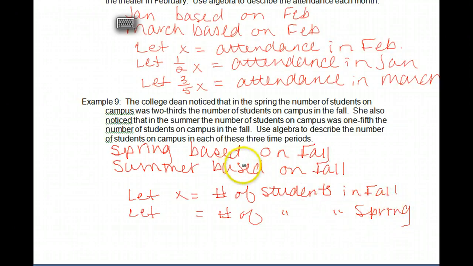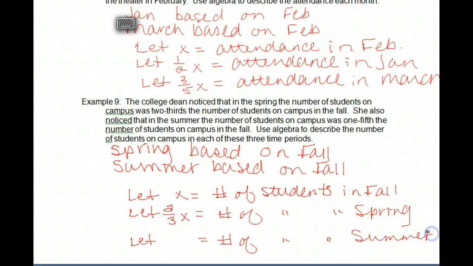So the dean noticed that the number of students in the spring was 2/3 the number of students in the fall. So that indicates multiplication. So we'll have 2/3 x. And for the summer, she said it was 1/5 the number of students in the fall. So we would have 1/5 x.